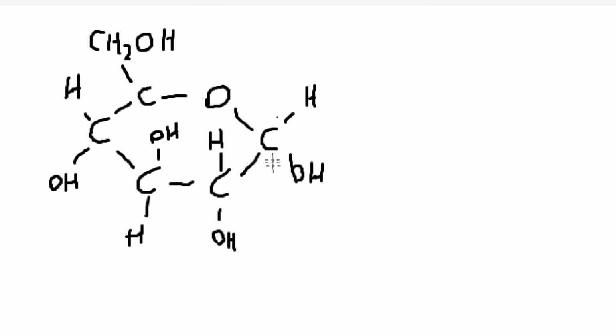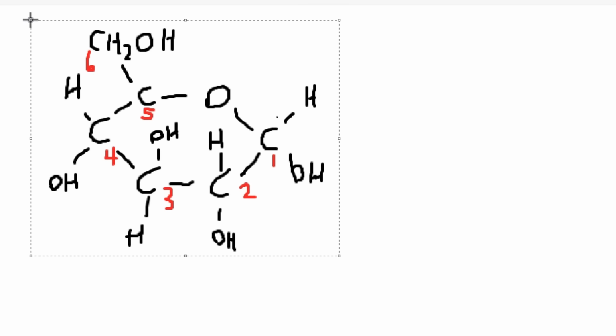Now I'll label each of these carbons. This is carbon 1, this is carbon 2, carbon 3, carbon 4, carbon 5, and carbon 6, kind of special, just on the outside there. So this is one alpha glucose molecule, and in amylose, they're going to get a string of these connected.